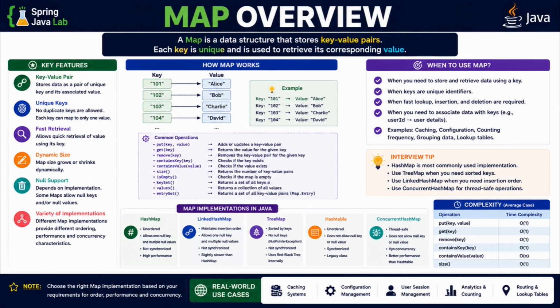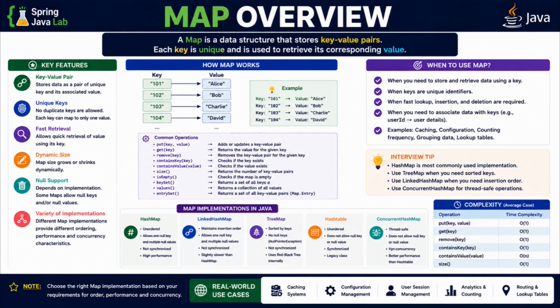So far, we've looked at collections that store individual elements. But in real-world applications, we often need to store data as key-value pairs. That's exactly what a map is designed for. Think about a student management system. Every student has a unique roll number. Using that roll number, you can quickly retrieve the student's information. Here, the roll number is the key, and the student object is the value.